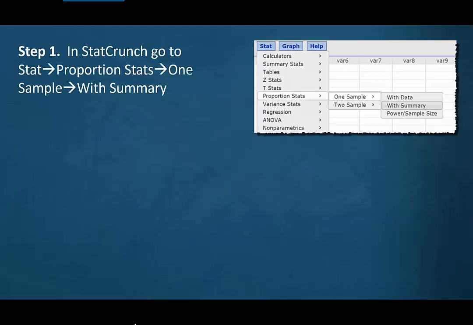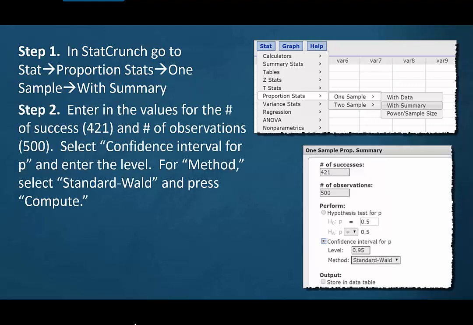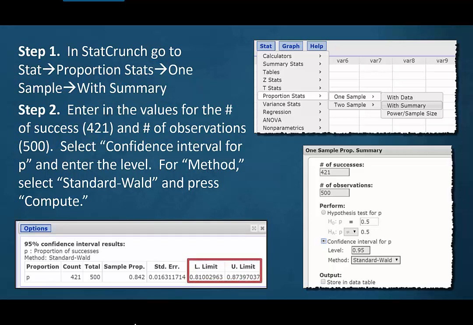Now using StatCrunch, step 1, go to Stat, Proportion Stats, One Sample, With Summary. Step 2, you're going to enter the values in, number of successes, this is our x, over the number of observations, that's our n, and select confidence interval. We're just going to use the standard Wald method, 0.95. And press Compute. Notice we get exactly the same interval we have obtained both by hand and on the TI. We give lower limit and upper limit, so again 81%, 87.4%.